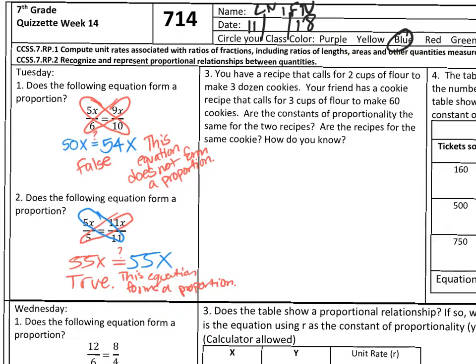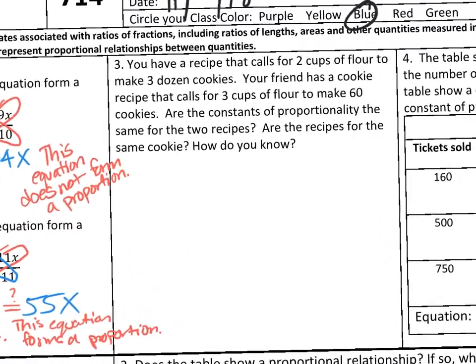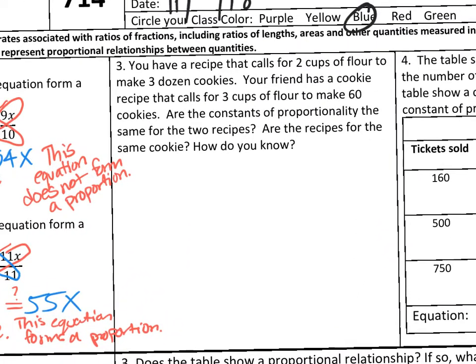All right, number two. Actually, it's number 3. You have a recipe that calls for 2 cups of flour to make 3 dozen cookies. Now, I could read this entire question, but I want to jump the gun, and I already want to write my first ratio that they gave me. So my first ratio that they gave me is 2 cups of flour to make 3 dozen cookies. How much is in a dozen? If you heard that in the quizzette video, Charles yelled it out, and it's 12.